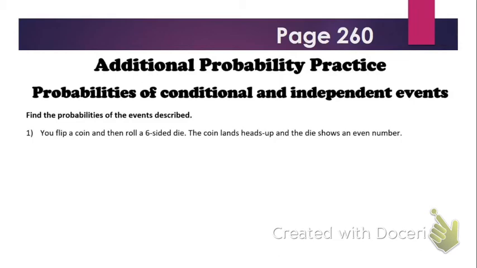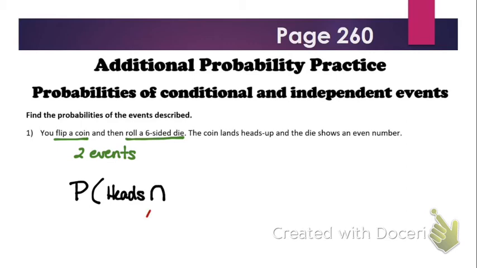In number 1 here, how many events am I describing? 2 events. What are those 2 events? Flipping a coin, rolling a 6-sided die. And I want to know the chance that both of these things happen. So what am I going to do with those probabilities? Multiply them. I want to know the probability that the coin lands heads up.